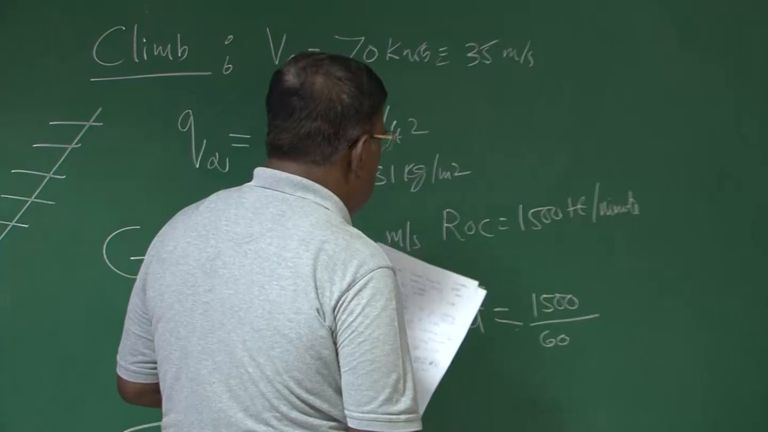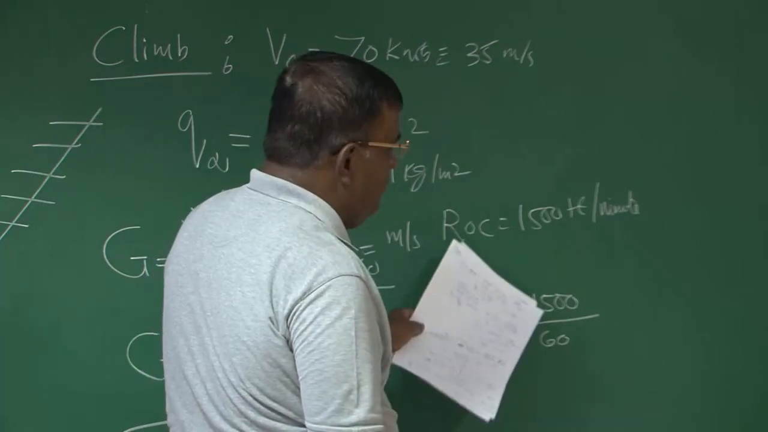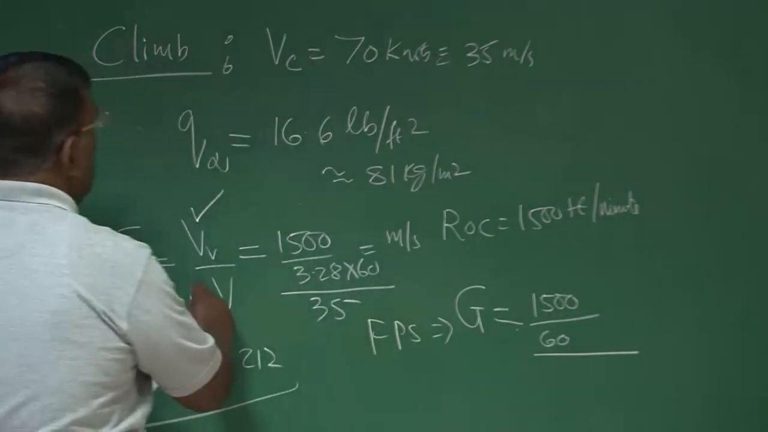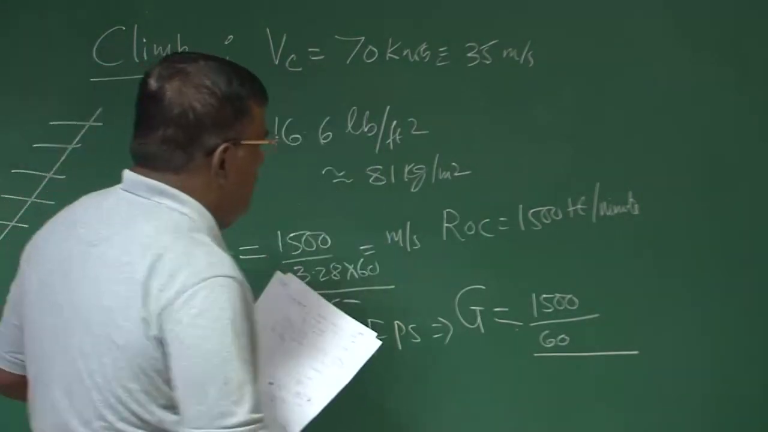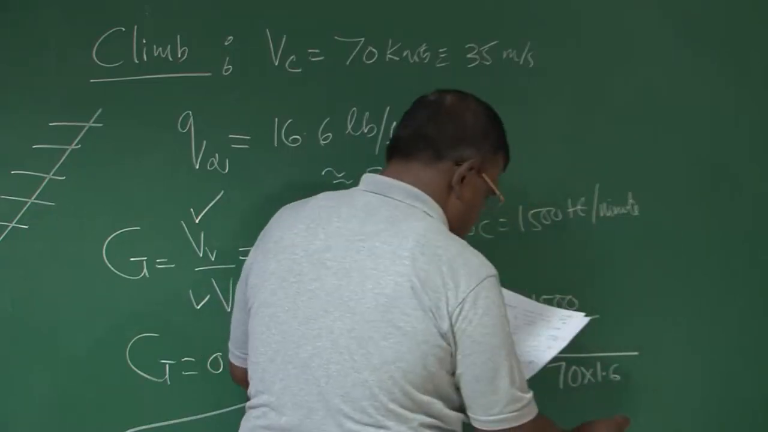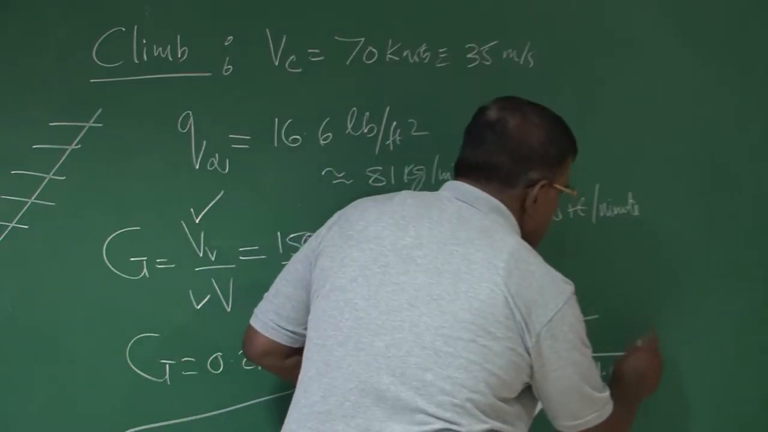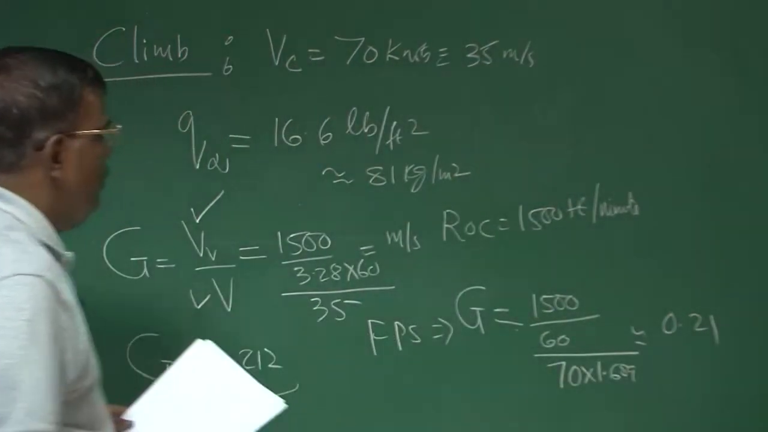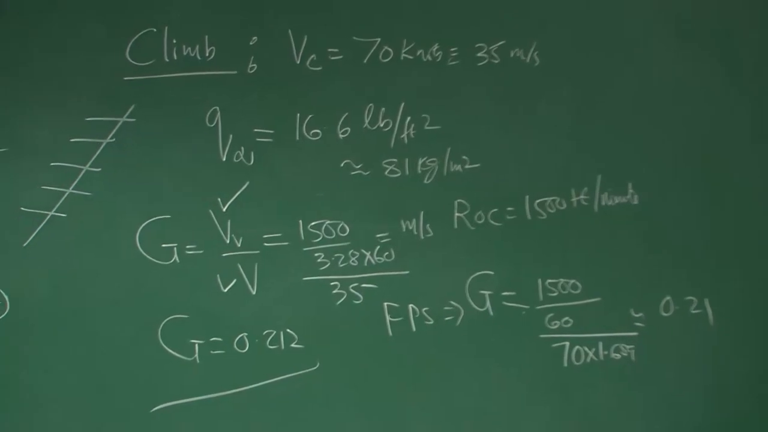Right? So this becomes 1500 feet per second divided by the total velocity V, which is 70 knots. To convert 70 knots to feet per second, you have to multiply it by 1.689. This also will give around 0.21. So whether you do it in FPS or SI, you should be handy.